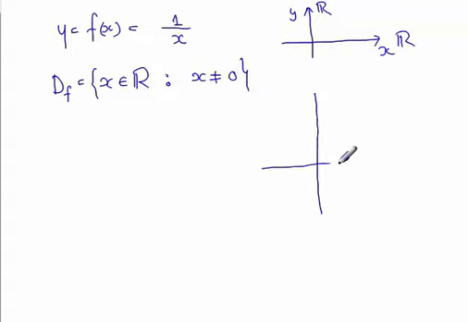This function will be graphed this way, and the graph goes also this way. This is the x-axis and this is the y-axis. The set of values of this function doesn't include 0, because this graph does not touch 0.